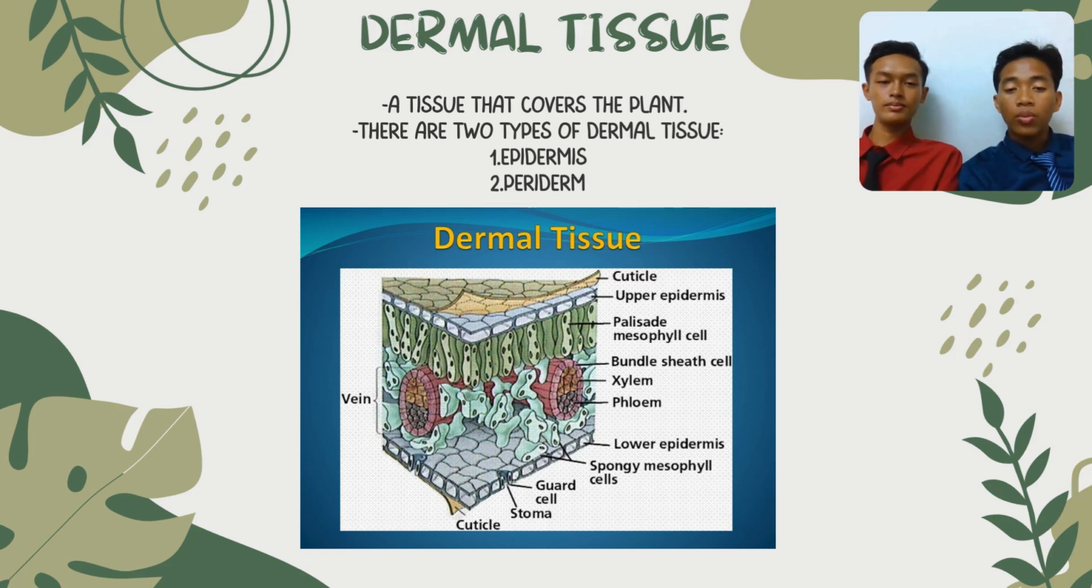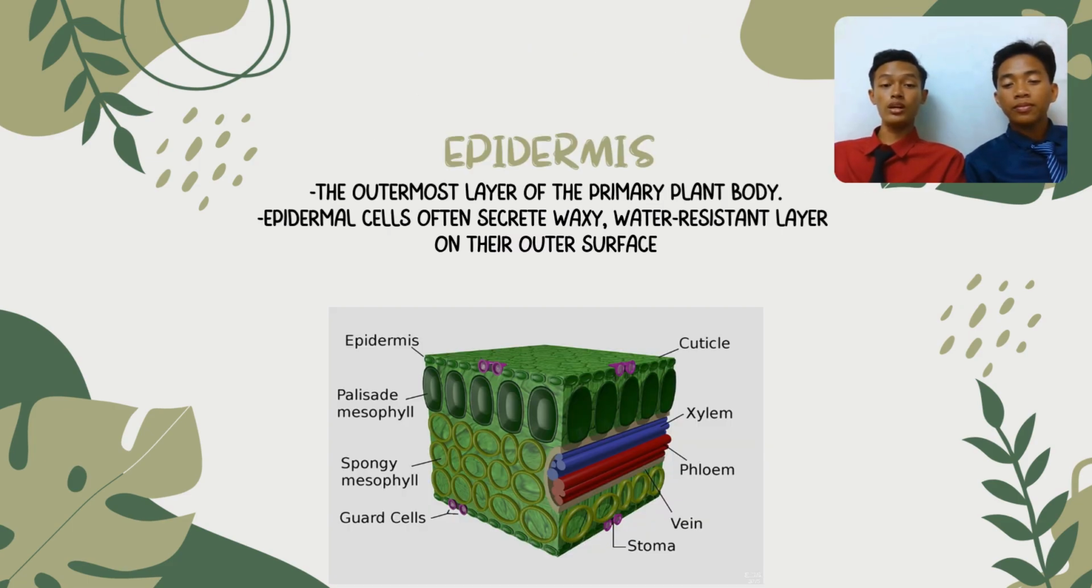So now we move on to the next tissue, which is dermal tissue. Dermal tissue is a tissue that covers the plant. There are two types of dermal tissue, which is epidermis and periderm. After that, we have epidermis, the outermost layer of the primary plant body. Epidermal cells often secrete a waxy, water-resistant layer on their outer surface.